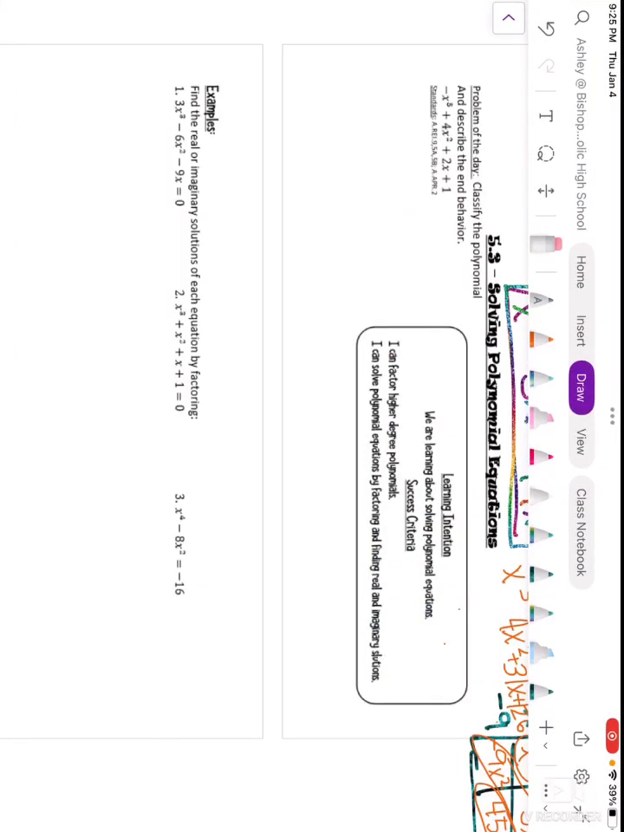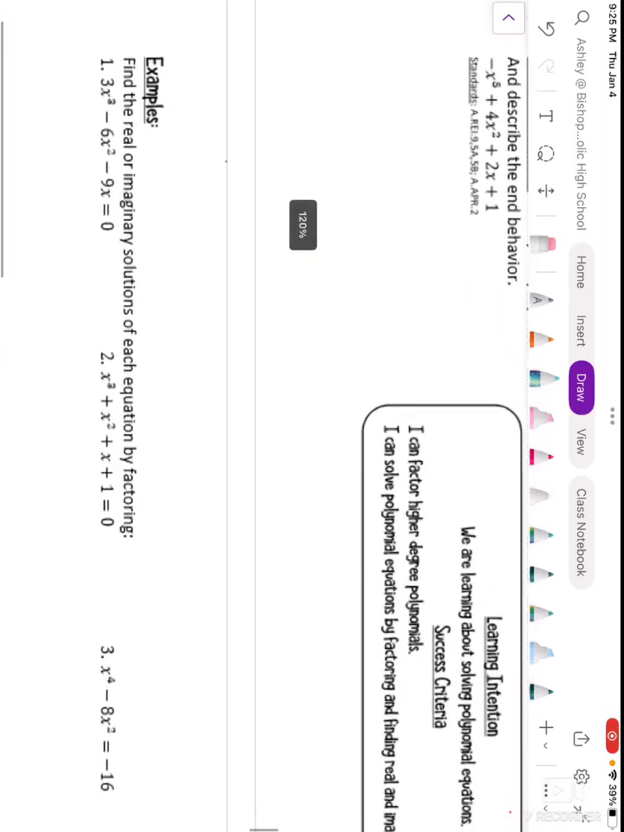Alrighty, we're on 5-3, solving polynomial equations. So we'll start with our problem of the day. Classify the polynomial, describe the end behavior.